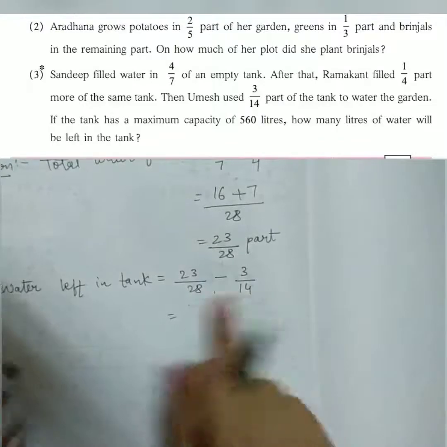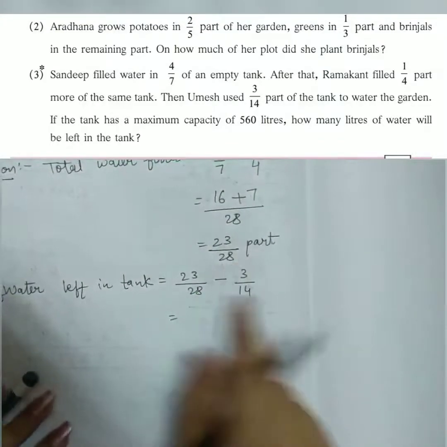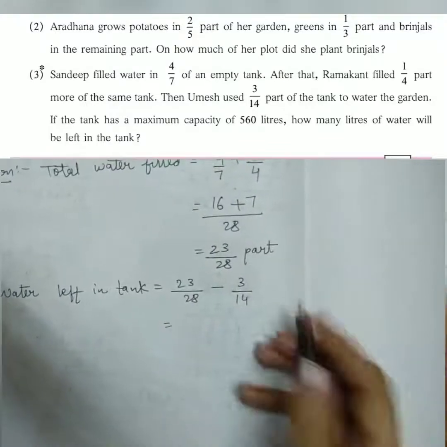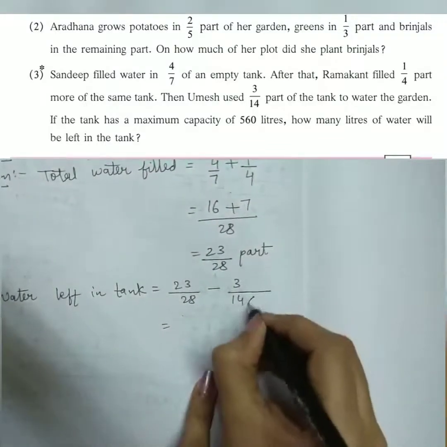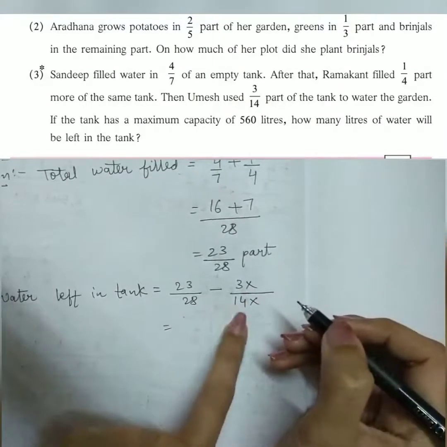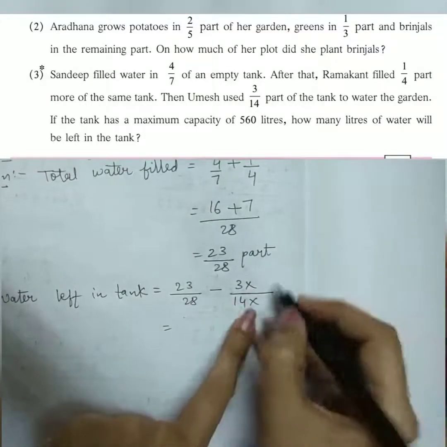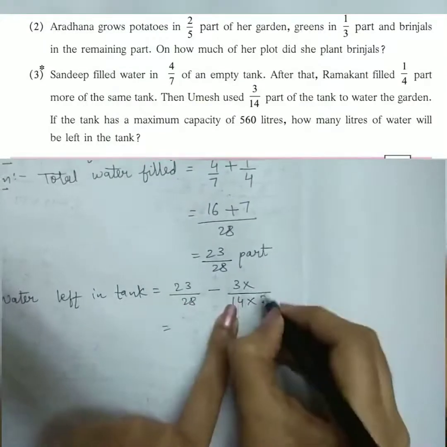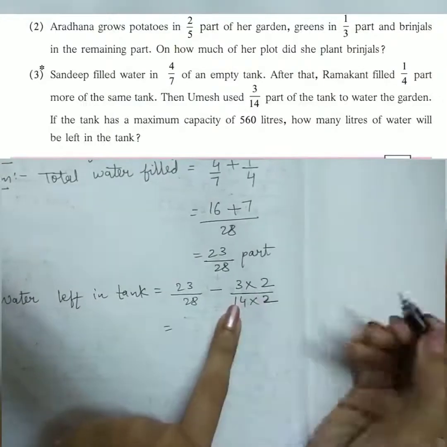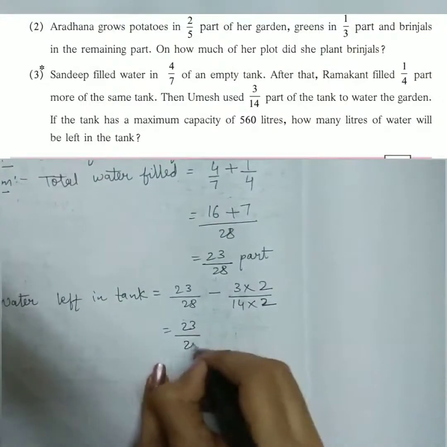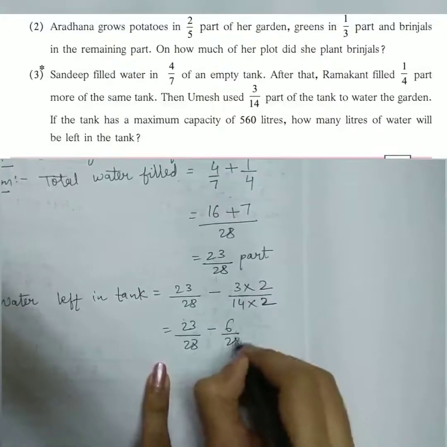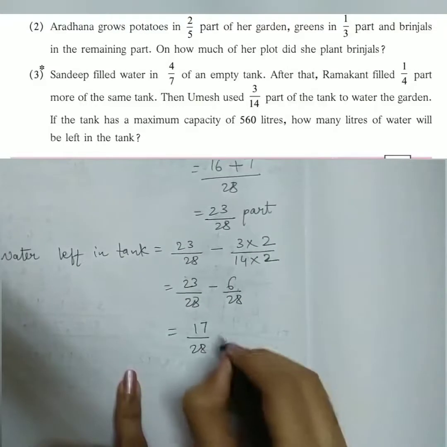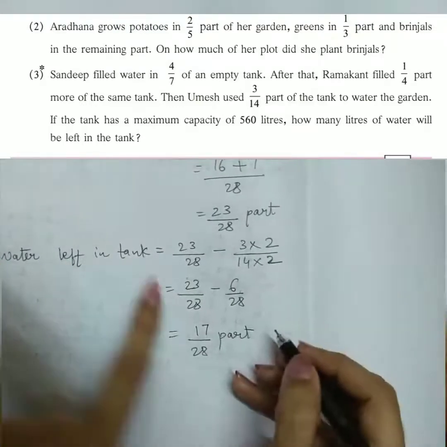Again, denominators are not the same. We can cross multiply, but here the number is bigger. Hence we will equalize the denominator. So 14 2s are 28. Correct? If we are multiplying 2 here, we have to multiply above. So 23/28 minus 6/28 gives 17/28 part of water left.